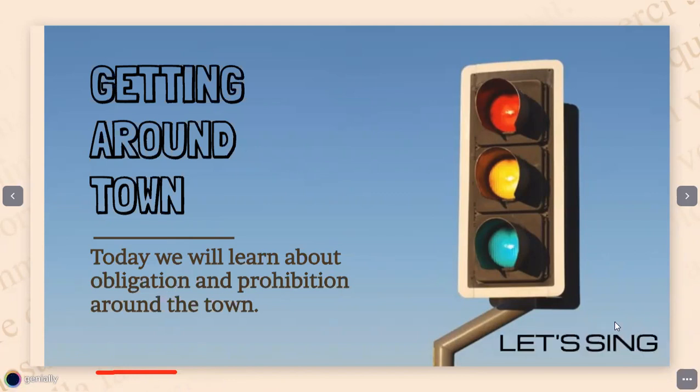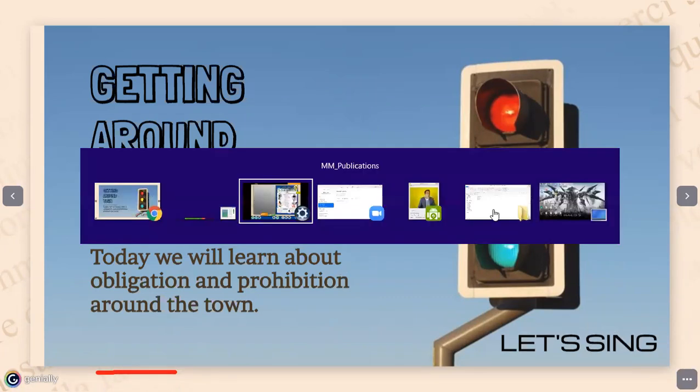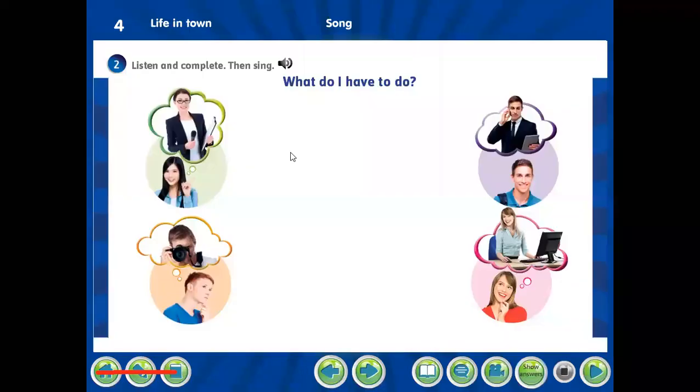And obligations, let's remember with our songs. What about you? What about you? Do you remember our song?